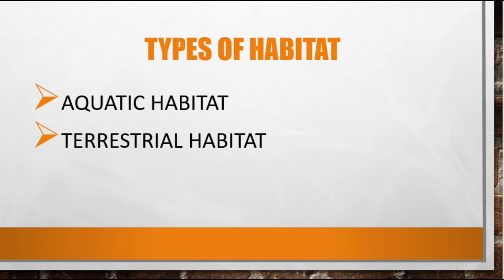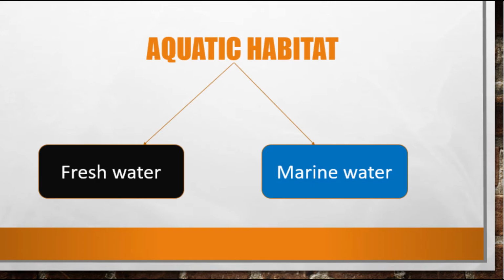Okay, so let's explain the aquatic and the terrestrial. Let's take the first one, aquatic habitat. When we say aqua, what comes to your mind? Okay, water, right? So this habitat is talking about water. A place in an ecosystem made up of water. And this aquatic ecosystem or the water habitat can be grouped into two: the fresh water and the marine water.